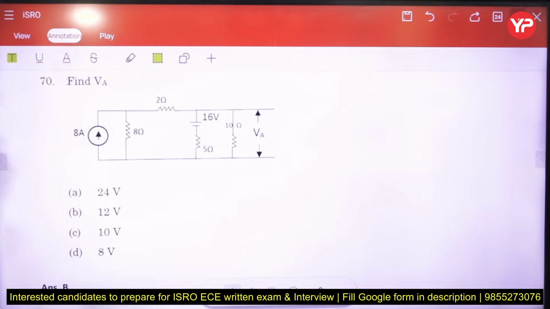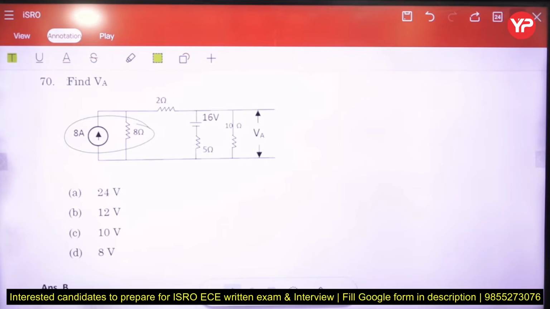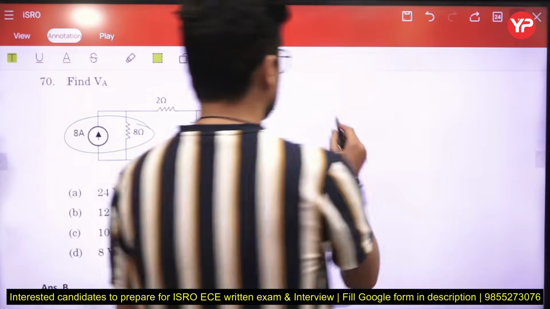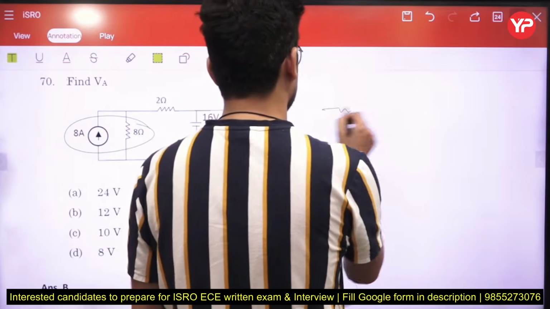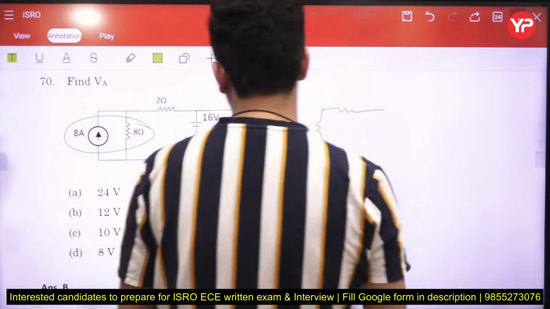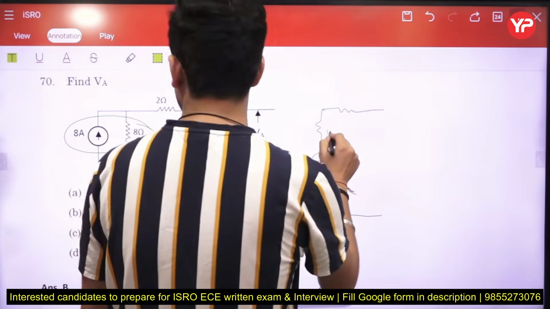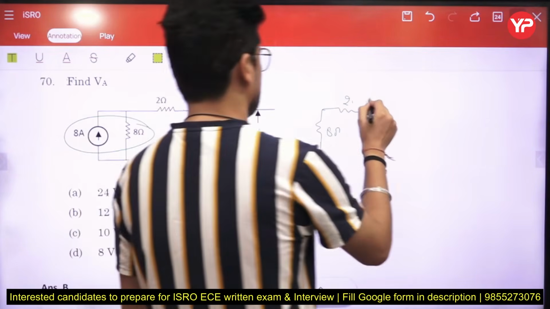Find Va. Yes, to do this, first what we have to do, we have to use the source transformation here, that will be converted into a voltage source. I convert that plus minus, so that becomes 64 volt. This is 8 ohm, this is 2 ohm here.